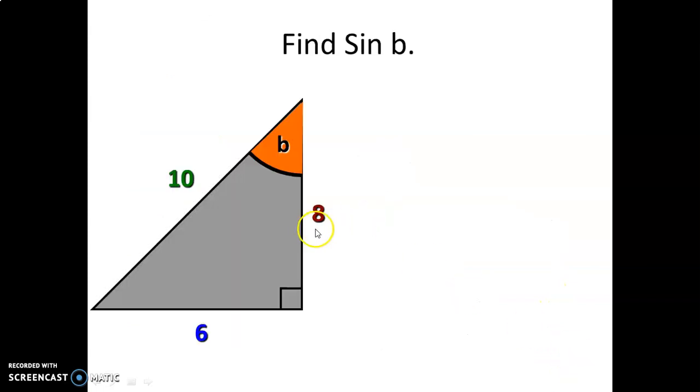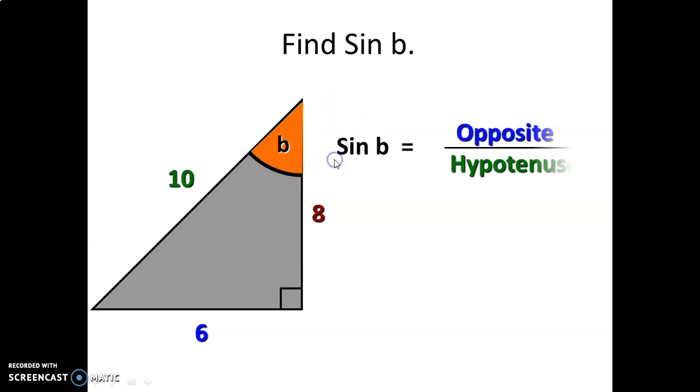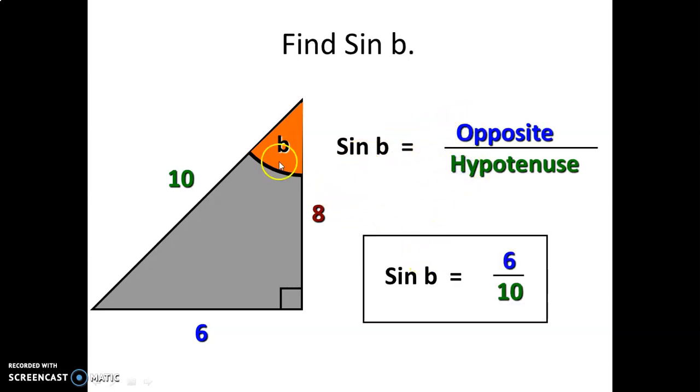Alright, so here in this triangle, using those ratios, what is sine of angle B? Well, I hope you remembered sine is opposite over hypotenuse. There's your SOH, and the opposite from B is 6, and the hypotenuse is 10. So sine of angle B is 6 over 10.